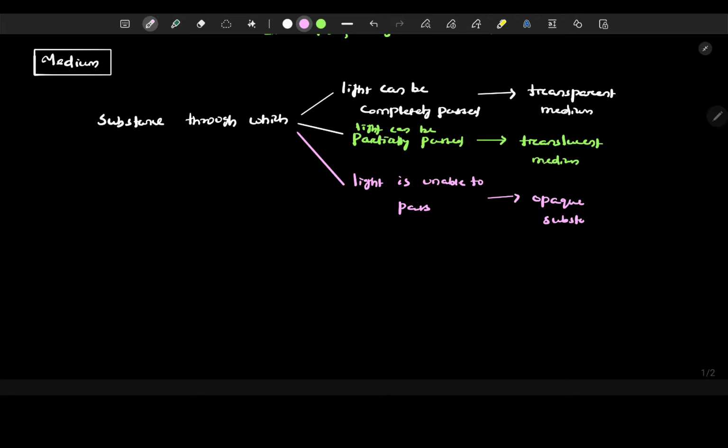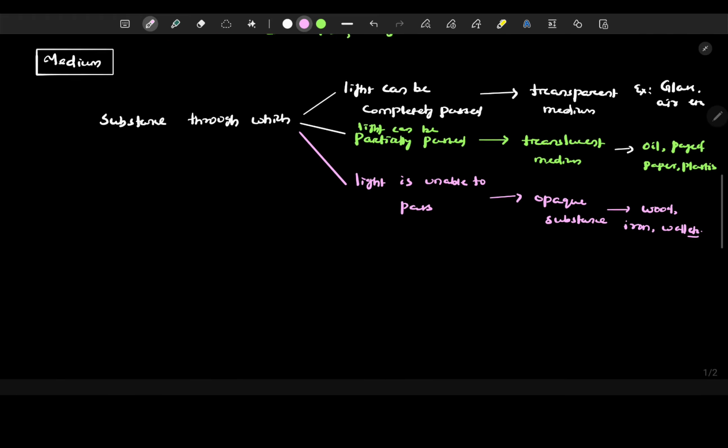or opaque substance. For example, for transparent medium, you may say glass, air, etc. Then for translucent, we can refer to oil, page of paper, plastics, etc. Then third one is opaque. This is very simple. This is your wood, iron, wall, etc. So this is about your medium. So substance through which light can be completely passed or partially passed or unable to pass. That means matter can be classified based on the response of light, in three groups: transparent, translucent and opaque.